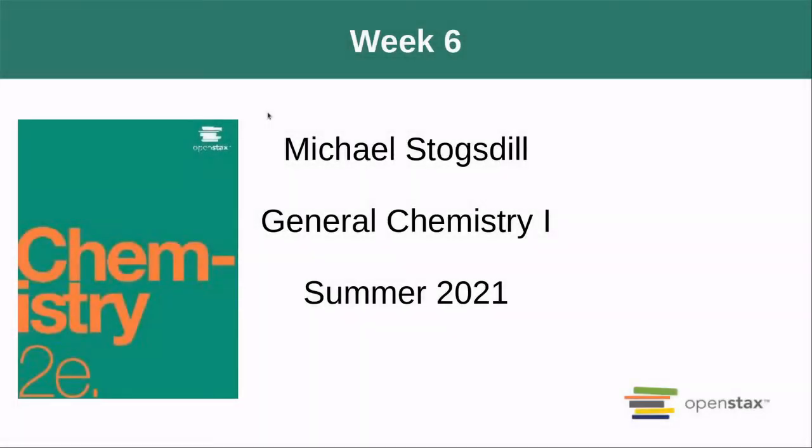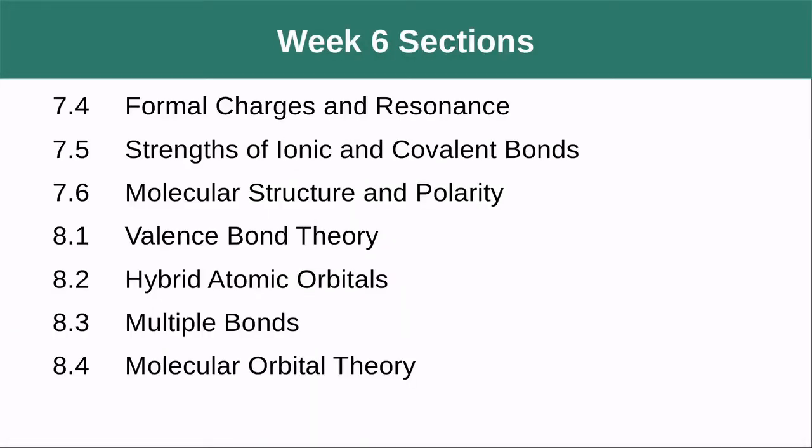Hello everybody, we're into week 6 of our course. This week we're going to be covering sections 7.4 through 7.6, where we're going to learn about formal charges, resonance, the strength of ionic and covalent bonds, and molecular structure and polarity.